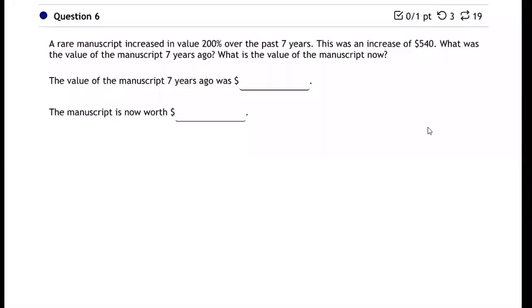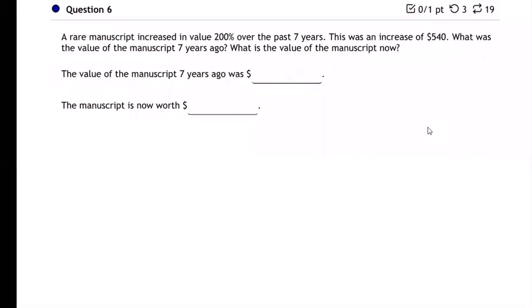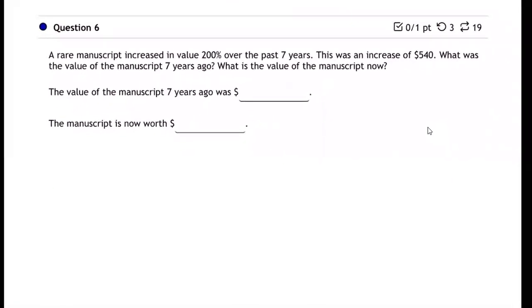So a rare manuscript increased in value 200% over the past 7 years. This was an increase of $540. What was the value of the manuscript 7 years ago? What is the value of the manuscript now? Okay, how are we going to do that?